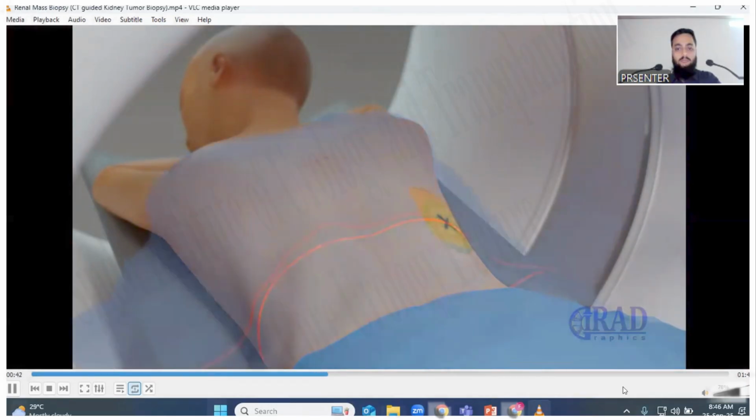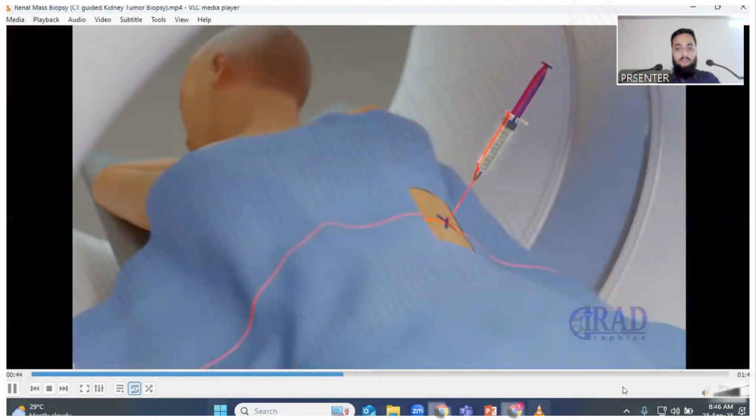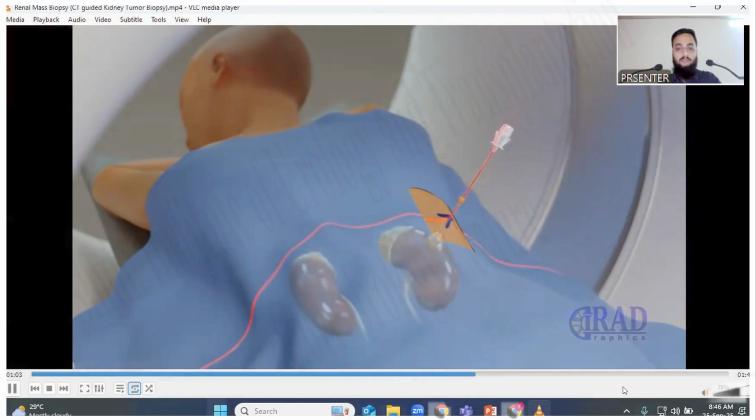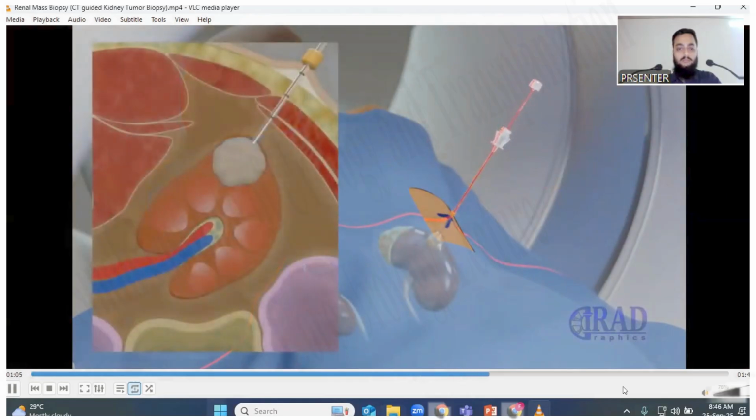The access area is covered by a surgical drape. The skin and renal capsule are numbed with a local anesthetic at the access site. A very small nick may be made in your skin to make it easier to pass the needle into the renal lesion. Then, the tip of a cannula is placed within the renal lesion under CT guidance.